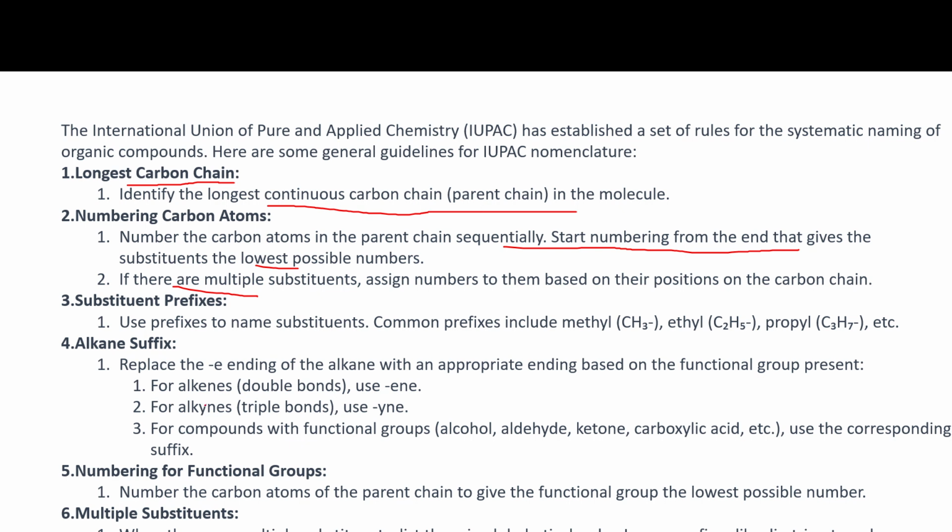If it is an alkene, the name ends with ene. If there is an alkyne, the ending will be yne. If alcohol, we place ol. For ketone, we place one. For acid, oic acid, like that. Then the numbering for the functional group. Then if there are multiple substituents, we have to arrange them alphabetically.